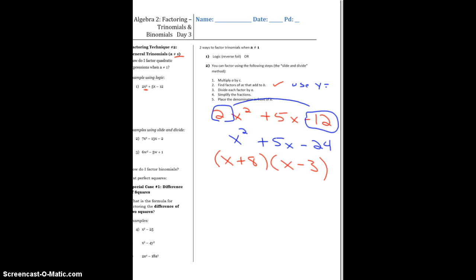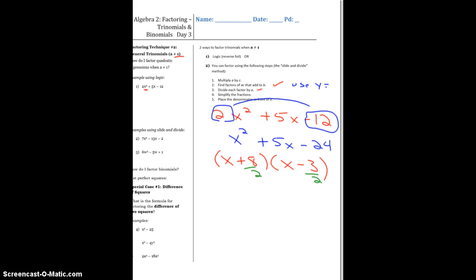All right, so we would be done if we were factoring just x squared plus 5x minus 24, but that wasn't the original problem. The original problem was where you had this 2 at the beginning. So we have another step now. We're going to divide these last 2 terms by 2, because that's what we originally multiplied by.